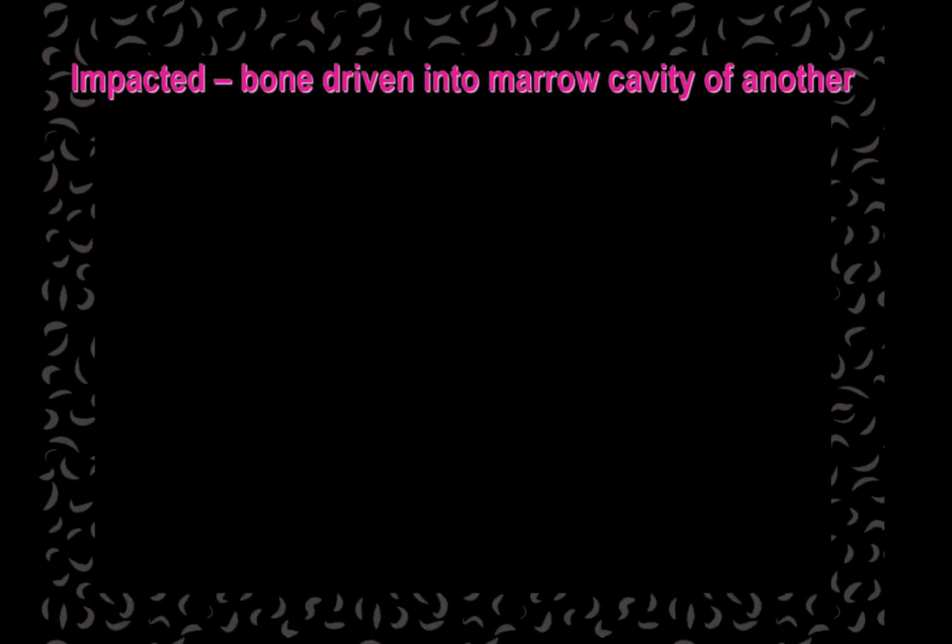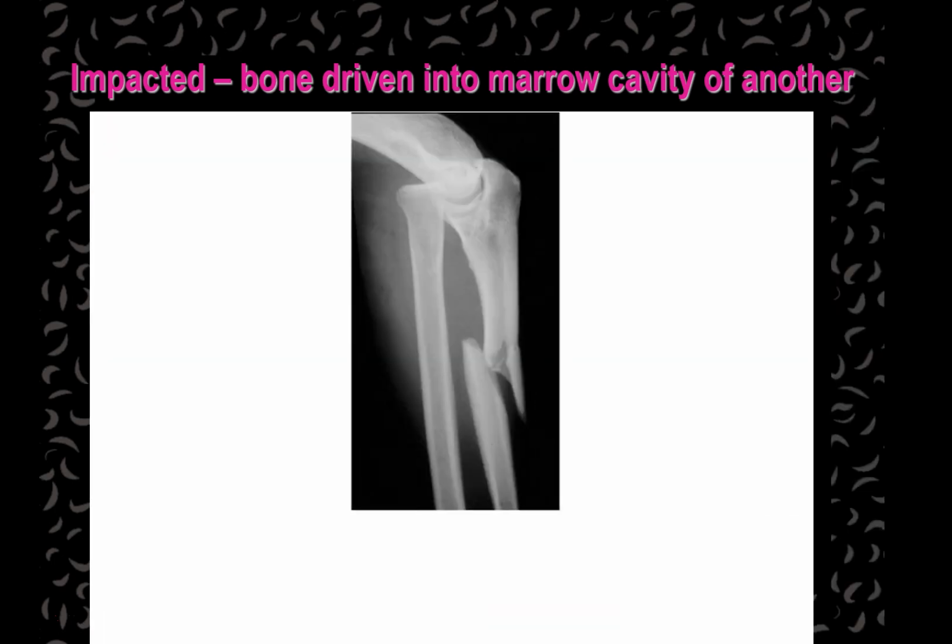Okay. Impacted fracture, bone driven into the marrow cavity of another. So here is the best example I could find on something we could actually see. Here we have the ulna. It's broken, and part of the ulna is jammed into the medullary cavity of the other part of the ulna. Okay, so that can cause more damage. They're still going to try to traction that out and reset it, but it's also broke on a funny angle, so that makes it problematic.